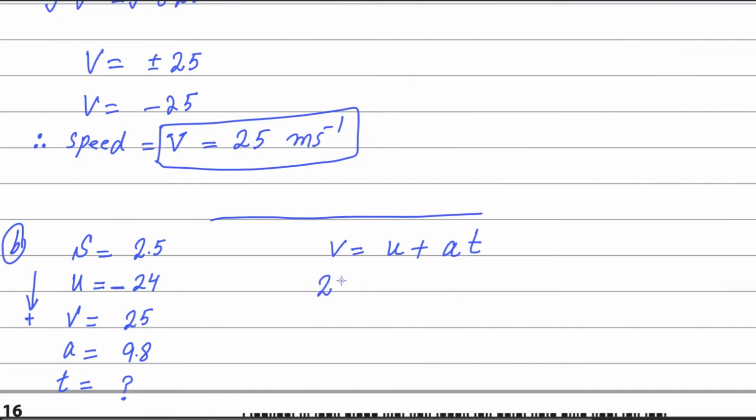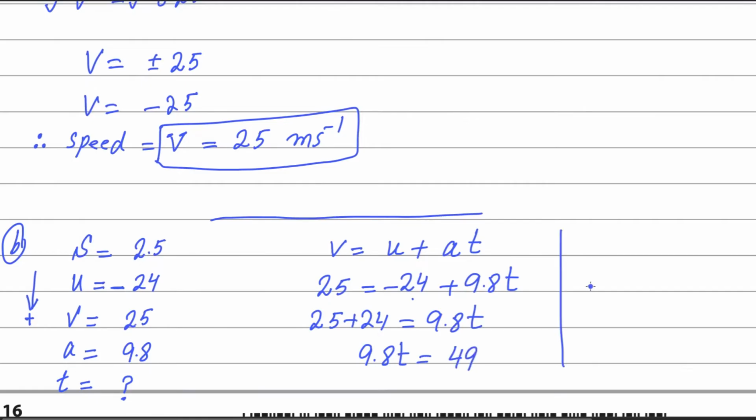v is 25 and u will be negative 24 and acceleration will be positive 9.8 and time taken you need to find. This 24 goes to the left side, so it becomes positive: 24 plus 25 equals 9.8t. So 9.8t is equal to 49. Therefore we can find the total time here. Time will be equal to 49 divided by 9.8. So the answer will be 5 seconds for sure. So this is the final answer for the second part.